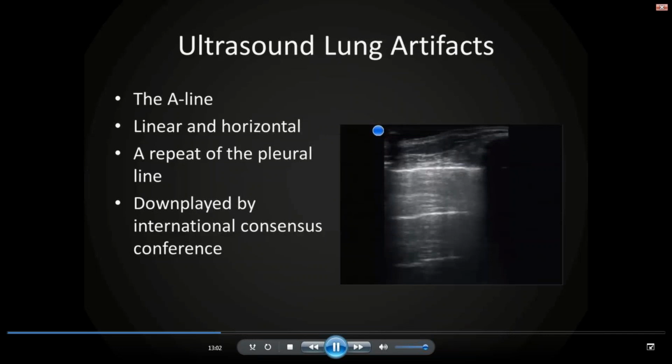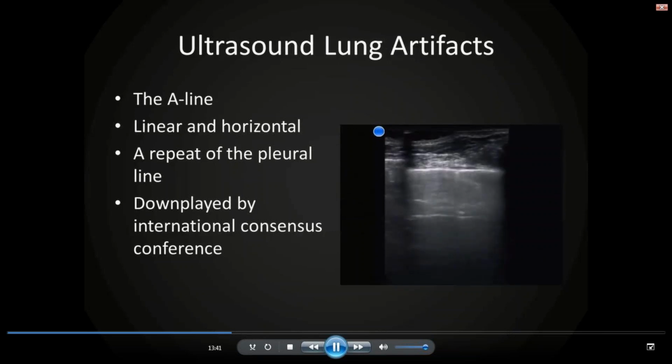Now, there's another important lung ultrasound artifact, and it's often termed the A line. It's linear and horizontal, and it is a repetition of the pleural line. Here's the pleural line. It would be sliding in a real-time image, but it's repeated several times. Some providers feel that this means that the lung is dry. We can see it in pneumothorax and COPD, also asthma, but basically we would not expect to see it in a wet lung. And in fact, the term A-line is somewhat downplayed by the international consensus that defined the B-line, and that's a very good publication to read.